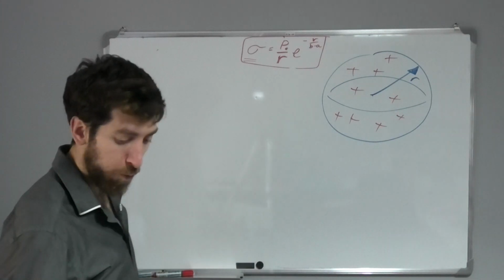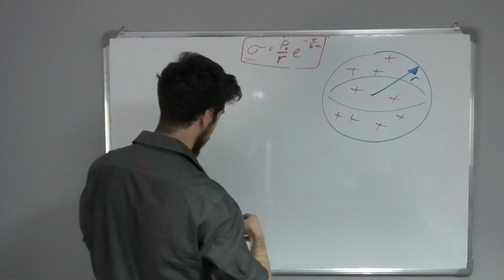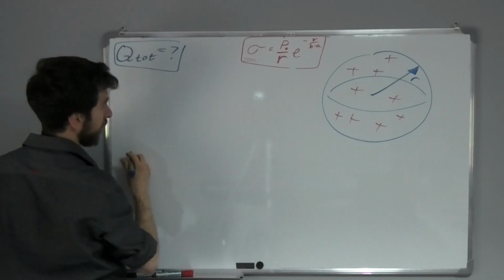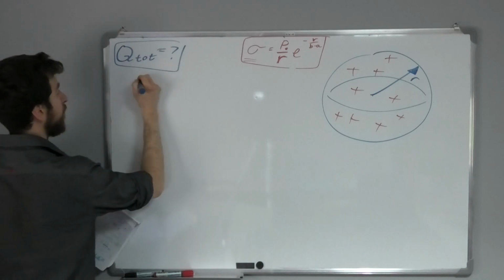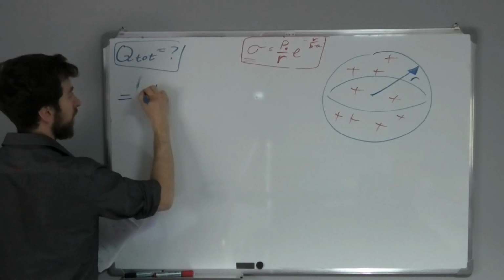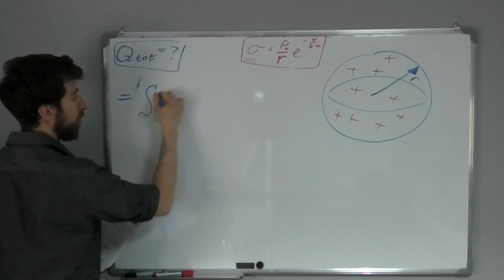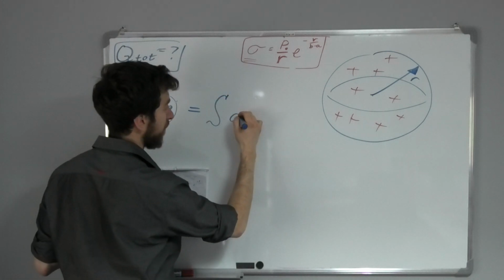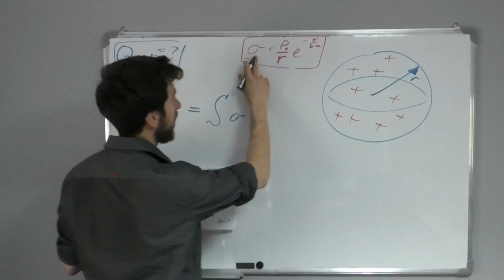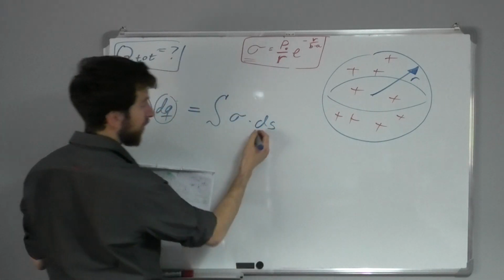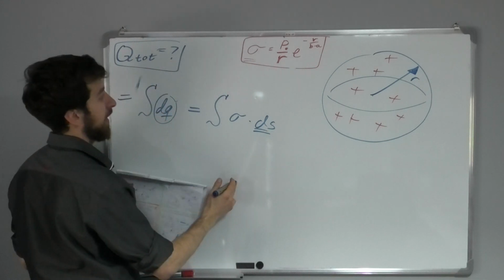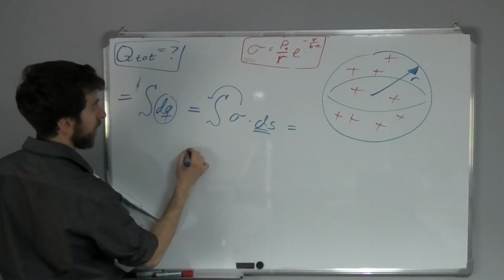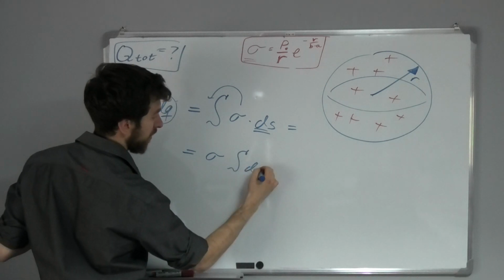And the first question is, what is the total charge of this sphere? So Q total? What is the total charge? Okay, from tutorial 1 we remember well that Q total is equal to the integral of all the small contributions of charge. And this is equal to the integral of the surface charge, only on the surface, multiplied by ds, which is a unit of area. I want to remind you that this is a constant, so it can go outside. It's actually sigma times the integral of ds.